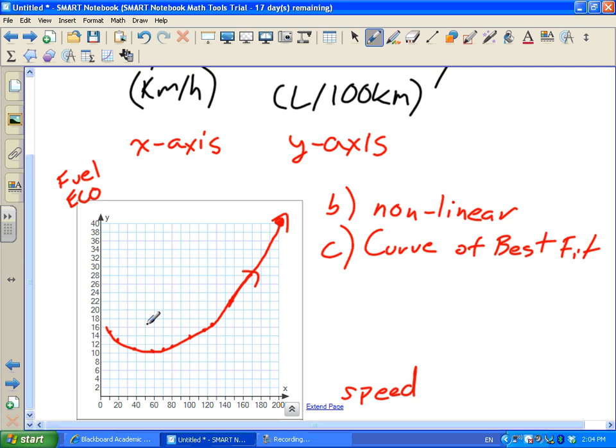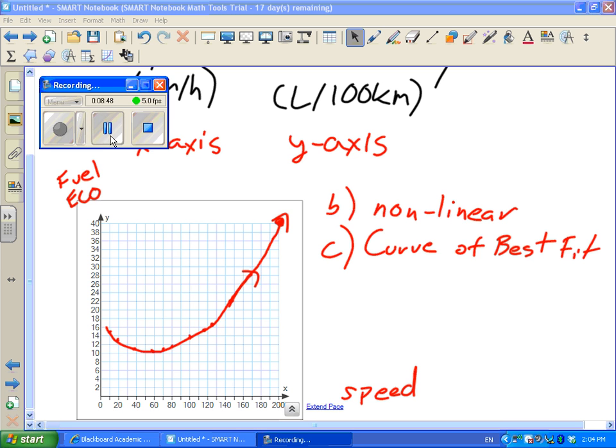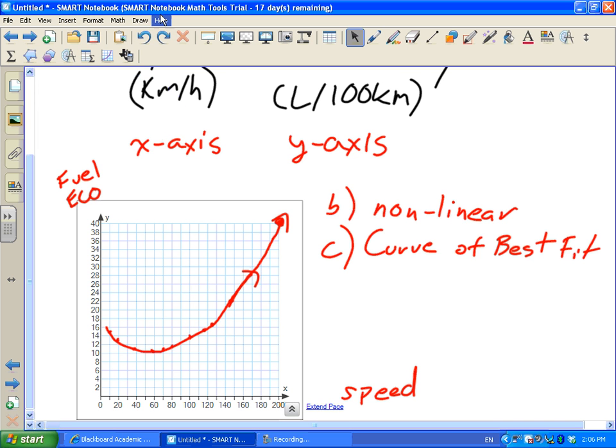So what would a graph of a car with good fuel economy look like? What would happen to this curve of best fit? Anthony? Come and draw it for me. So an example of one car that has a better fuel economy, we'll say it's the exact same type of curve, but just lower. And that would be an example.